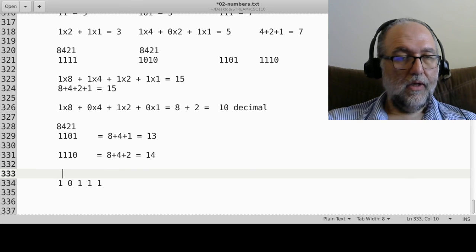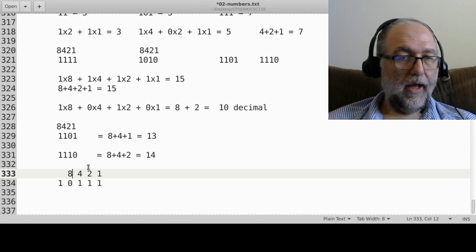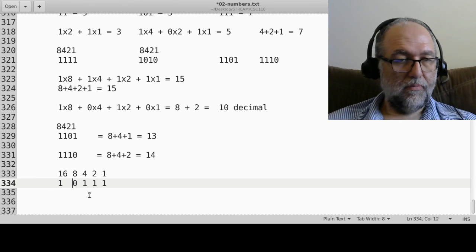And you go, okay, well, now what? So now this is the 1s column right there. This is the 2s. That's the 4. That's the 8 right there. And this one, you say, well, what's that one? That one is the 16s. That's why I separated them out.